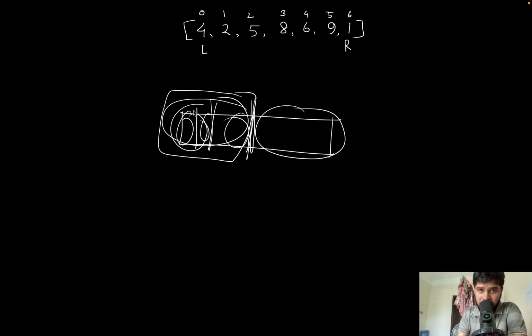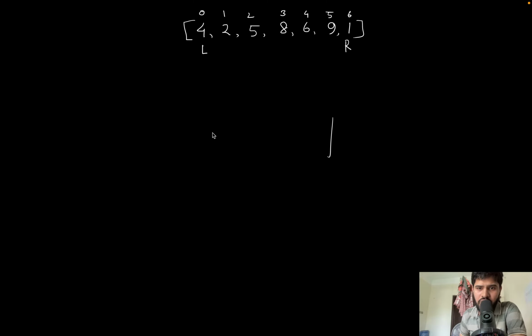If you're not understanding what I mean by this, don't worry. Let's draw a decision tree here, so you will have a clear understanding. So first we have to partition this array, or divide this array into two halves.